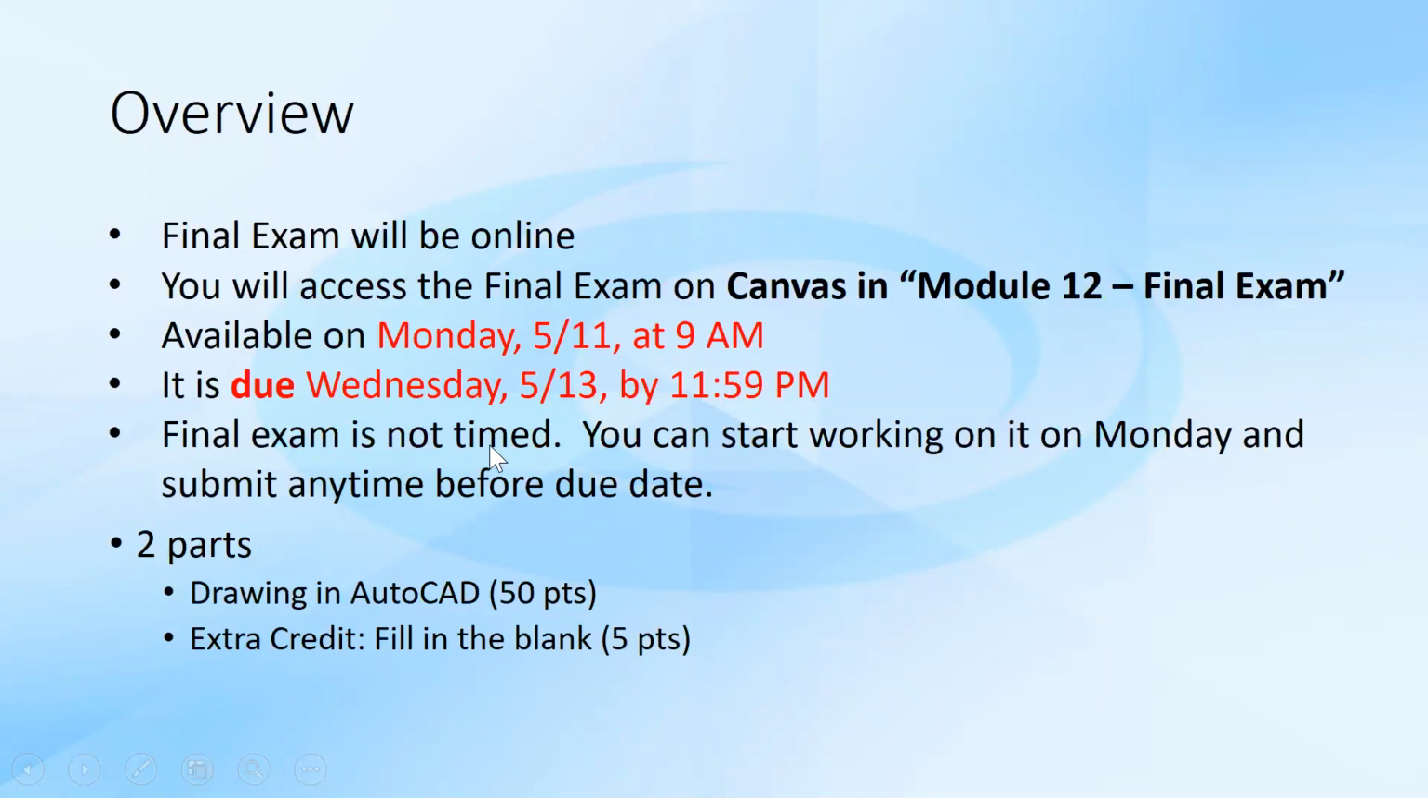The final is different than the midterm because it is not timed. Once the final exam is available on Monday at 9 a.m., you can access the instructions, and once you're done, you can submit the final exam anytime before the due date, which is Wednesday, 11:59 p.m. On the final exam, there's going to be two parts. There's going to be an AutoCAD part, which is 50 points, and then also an extra credit part, which is 5 points. So if you complete the extra credit correctly, then I'll add those points to your final exam.